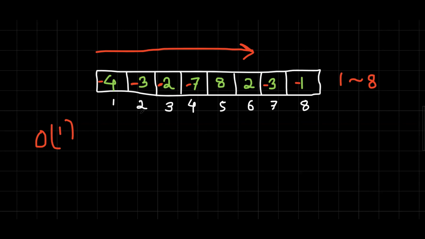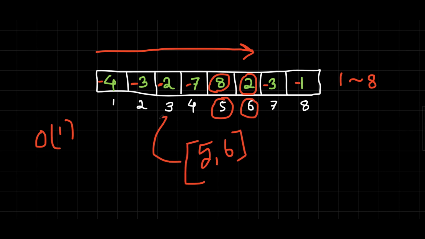Now we have modified our input array. So here we can see that some of the numbers are positive, and the rest of the numbers are negative. If we notice, the first positive number is 8, which has index number 5, and the second positive number is 2, which has index number 6. So here we can say that the elements 5 and 6 are absent in the input array.